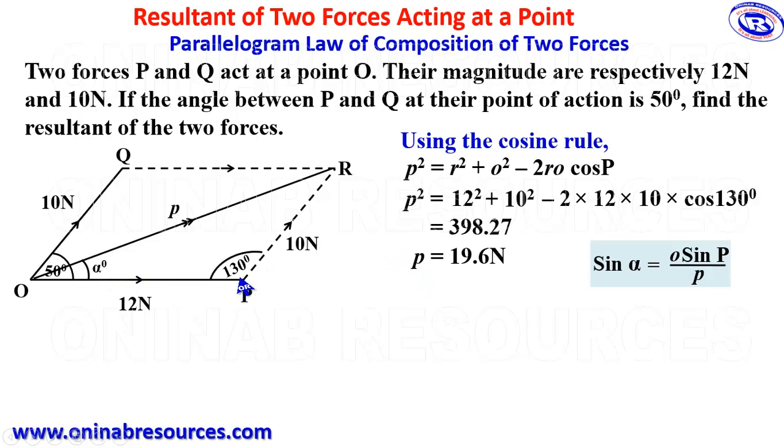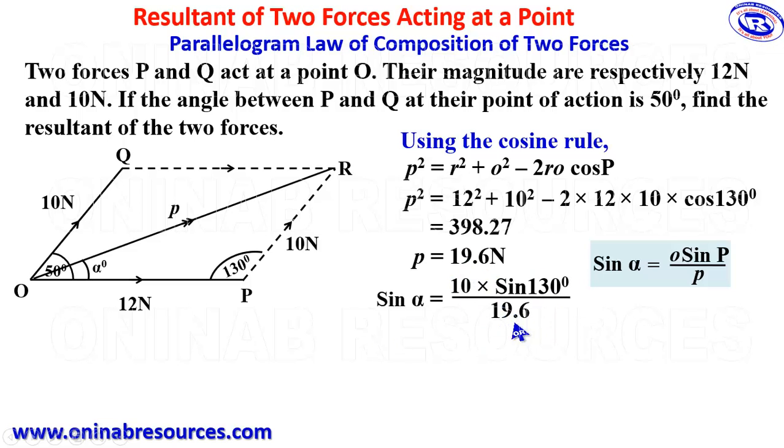We're going to use the sine rule here. Sine alpha is equal to O sine P over P. Our O is 10 newton. The small p is the one we just calculated, and our angle P is 130 degrees.